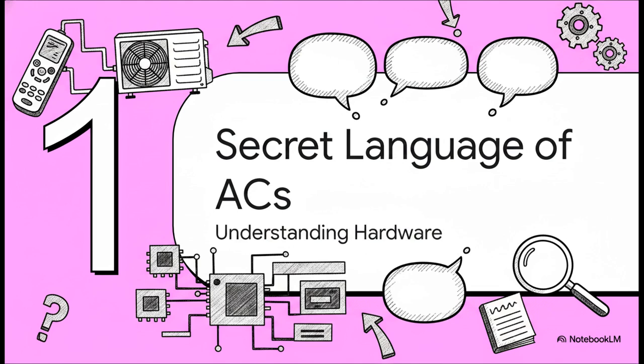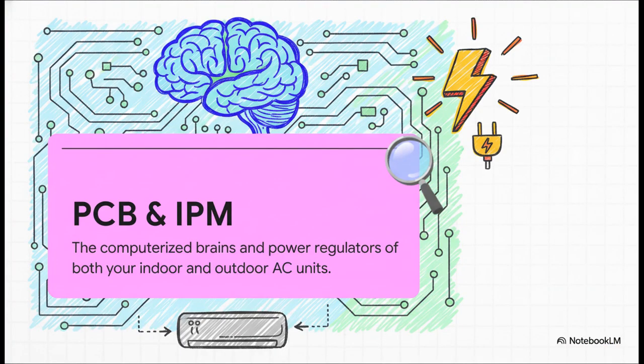Section 1, the secret language of ACs: understanding the hardware. Before we look at the specific error codes themselves, we really need to understand a couple of intimidating acronyms that pop up constantly in the technical manuals. The two big ones you'll see are the PCB, which stands for Printed Circuit Board, and the IPM, or Intelligent Power Module. You can basically think of the PCB as the central computerized brain of your AC. It tells everything else what to do. The IPM, on the other hand, is the power regulator. It manages the heavy electricity needed to actually run the compressor.